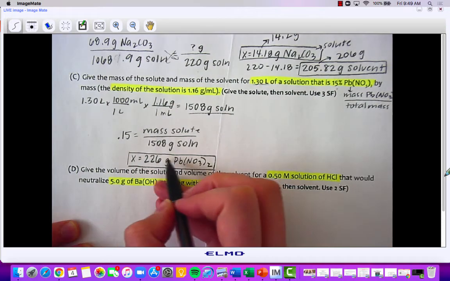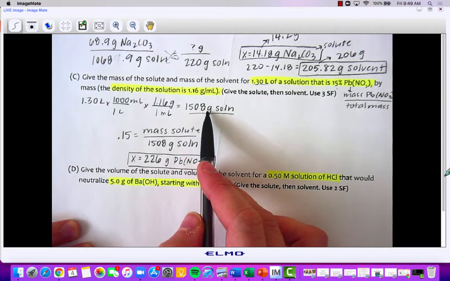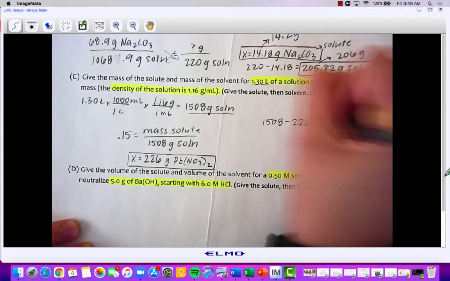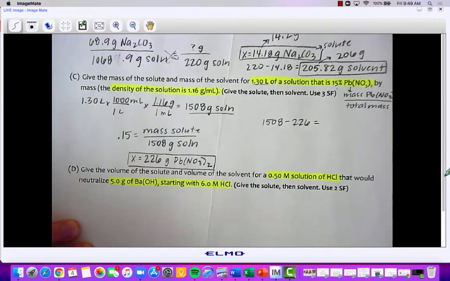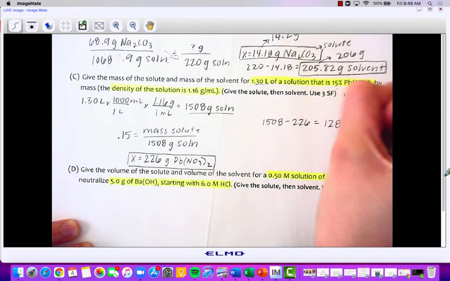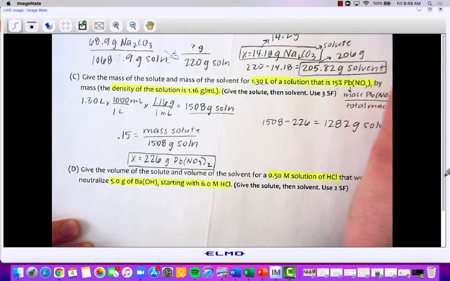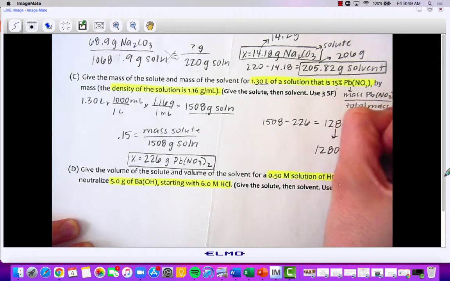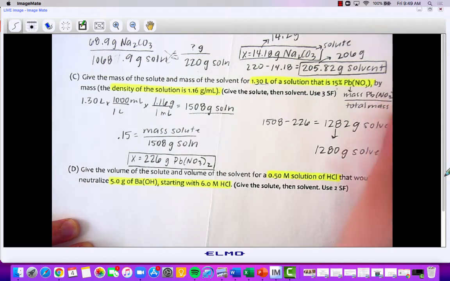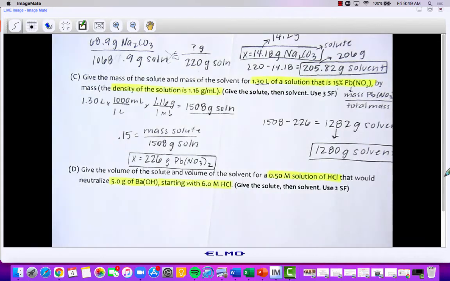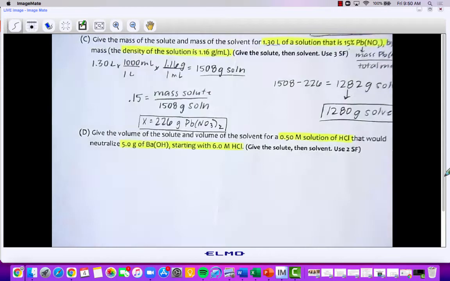So if that's my mass of solute, here's my total mass of solution. You can subtract them. 1508 minus 226 gives us 1282 for our solvent, but again 3 sig figs, 1,280 grams of solvent. So again, in order to use percent by mass, we needed to know the total mass of the solution.